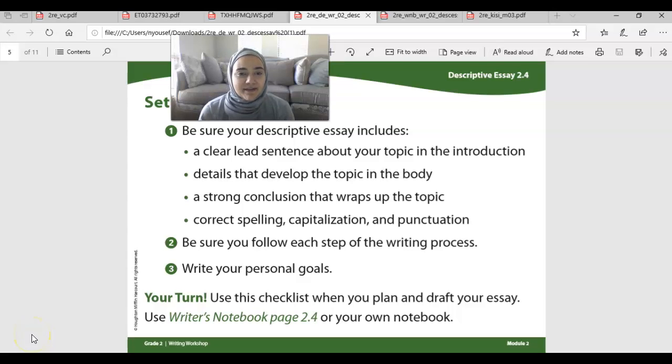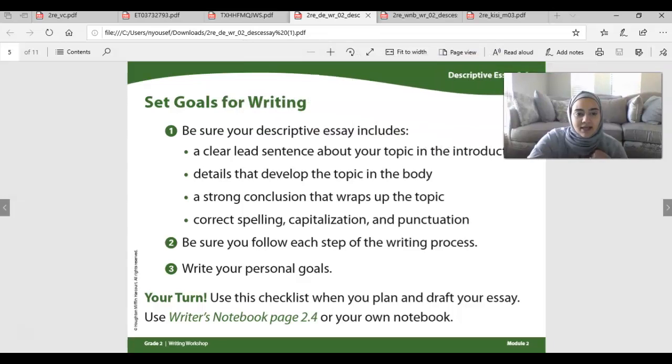All right, welcome. So our writing lesson, what we are working on is a descriptive essay. We are going to be working on preparing our paper to write a descriptive essay of a place you'd like to visit. An essay just means a paper. So you're going to be writing a paper about a place that you would like to visit. So yesterday we set goals.